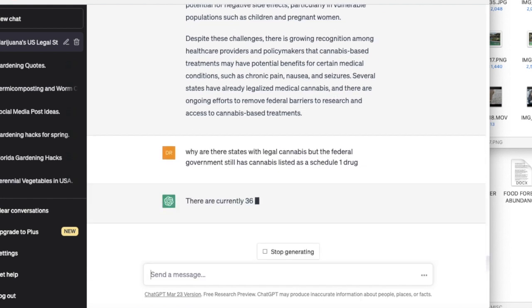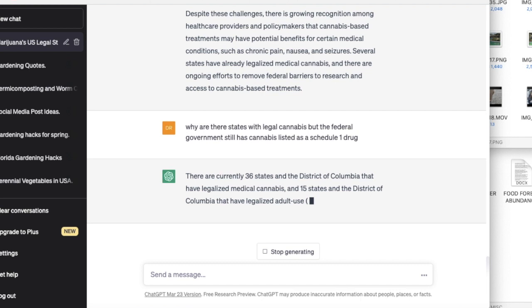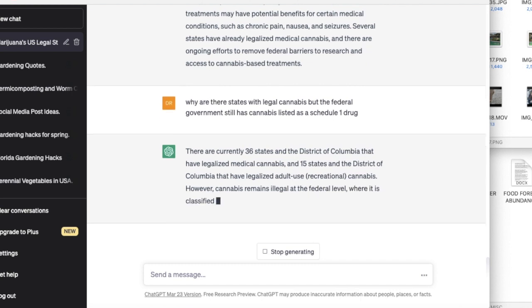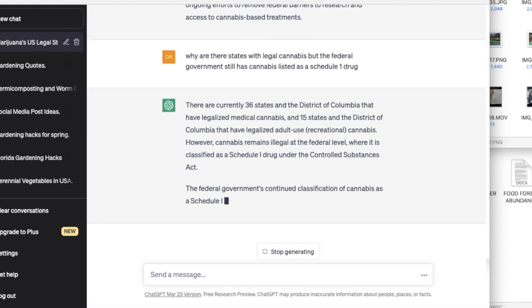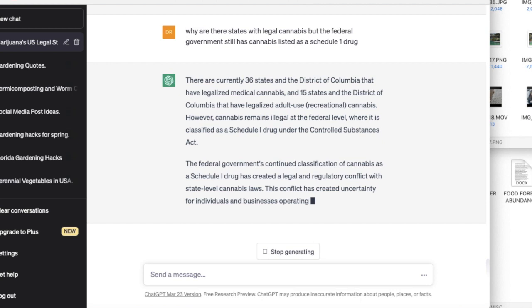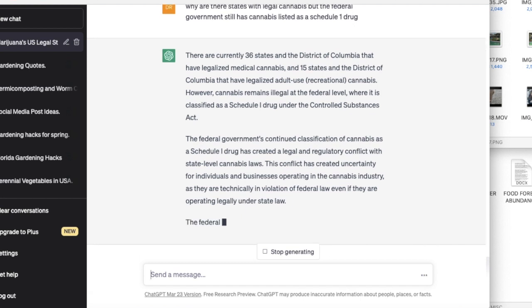There are currently 36 states and the District of Columbia that have legalized medical cannabis, and 15 states and the District of Columbia that have legalized adult-use recreational cannabis. However, cannabis remains illegal at the federal level, where it is classified as a Schedule I drug under the Controlled Substances Act. The federal government's continued classification of cannabis as a Schedule I drug has created a legal and regulatory conflict with state-level cannabis laws. This conflict has created uncertainty for individuals and businesses operating in the cannabis industry, as they are technically in violation of federal law even if they are operating legally under state law.